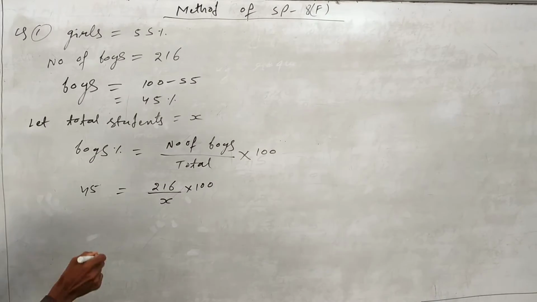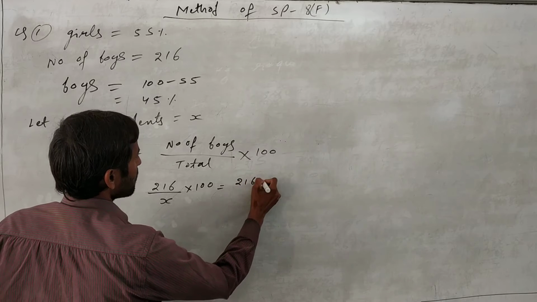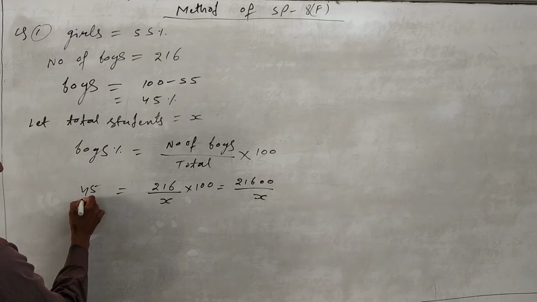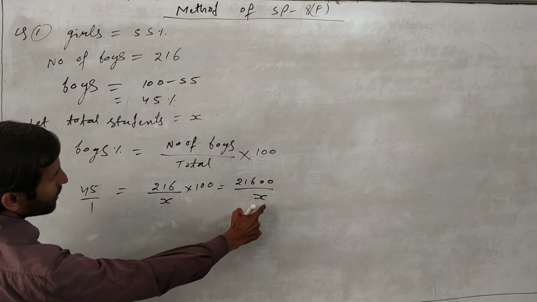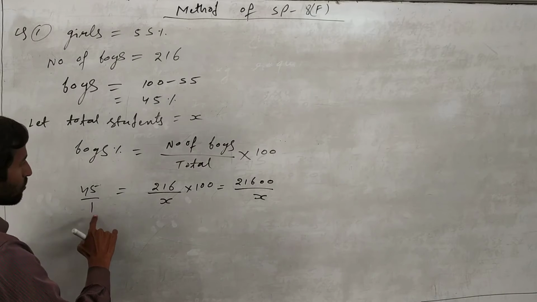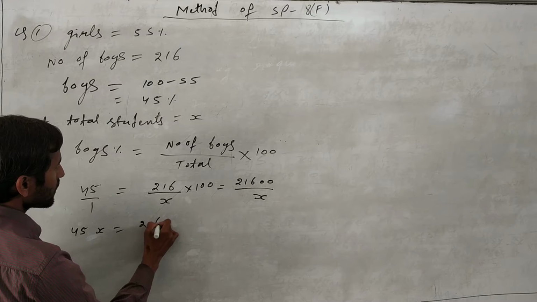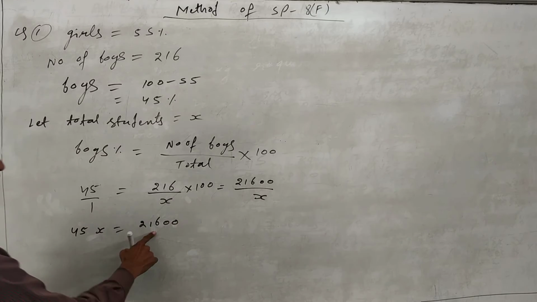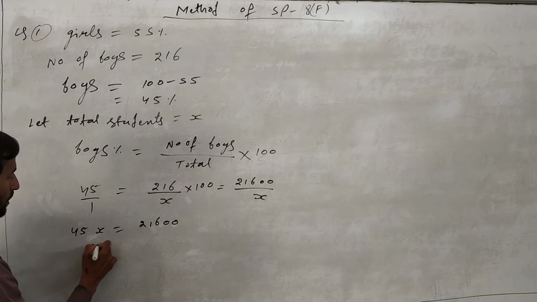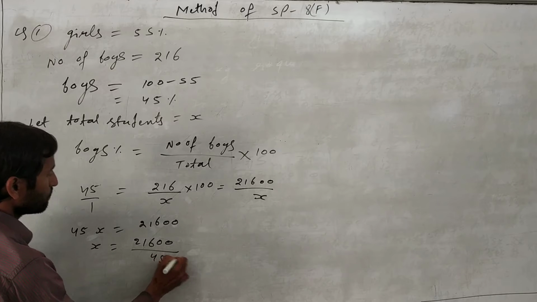So what we do in this case, just multiply this, it will come 21600 upon x. After that we will do cross multiplication. Here 45 will multiply with x and 21,600 will multiply with 1. So it will come 45x is equal to 21600 into 1, it will be the same, so no need to write down 1. Now this 45 will divide, so x is equal to 21600 upon 45.